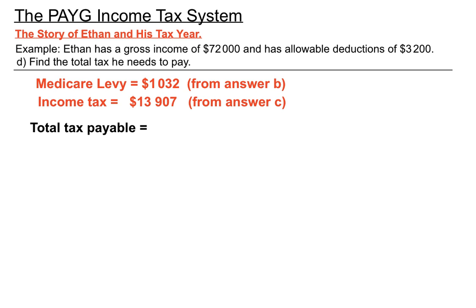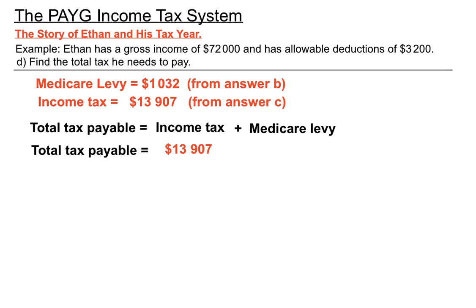So we've got a total tax payable. That's the income tax plus the Medicare levy. We're just going to add those two amounts together, and that's what we call a total tax payable. That's the total tax that Ethan needs to pay that year. 13,907 plus the 1,032, a total tax payable for Ethan, $14,939. So that's how much he needs to pay across the whole year.